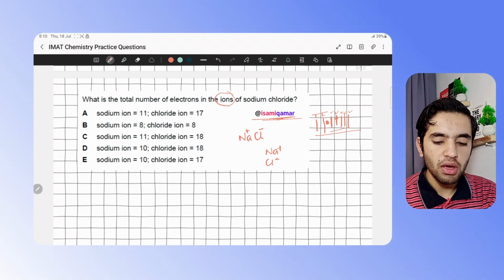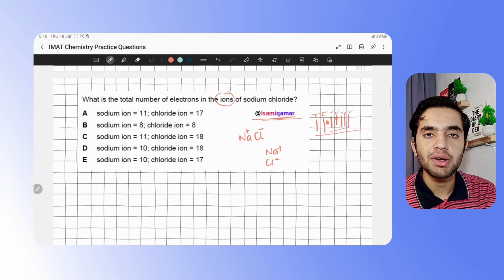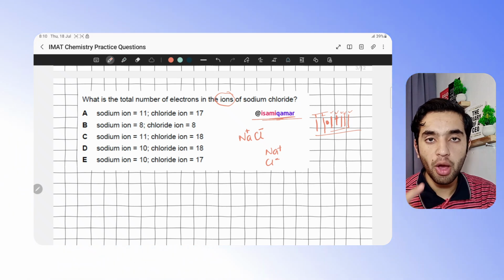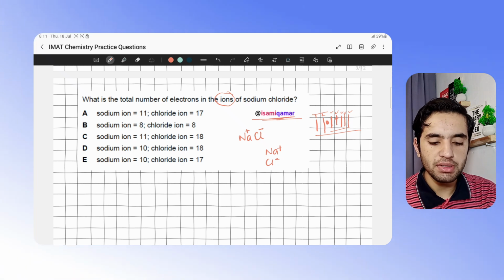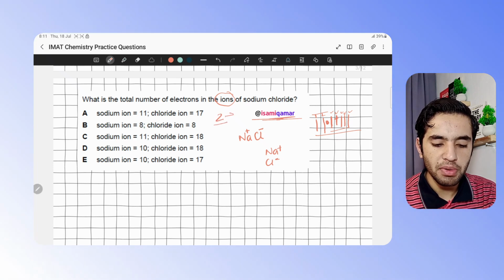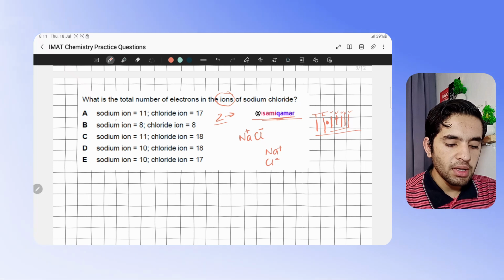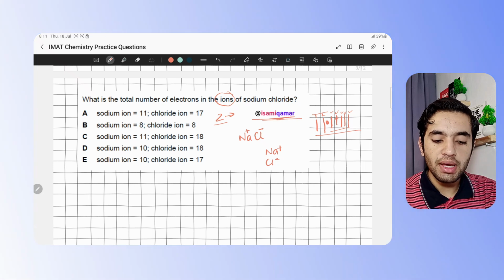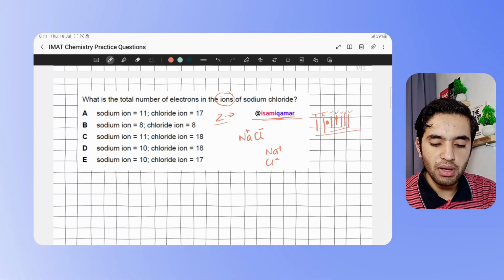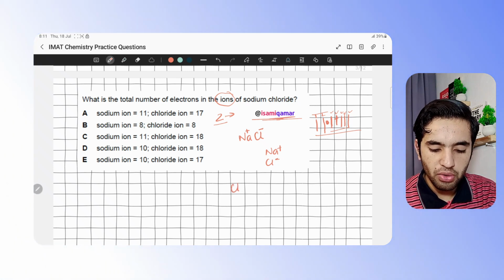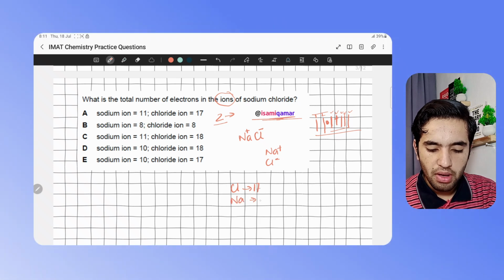So sodium, if you know, atomic mass is 23 but atomic number is 11, so atomic number Z shows how many electrons are present. So see here, chlorine has got atomic number 17. Let's write here, chlorine has got 17 and sodium has got 11.